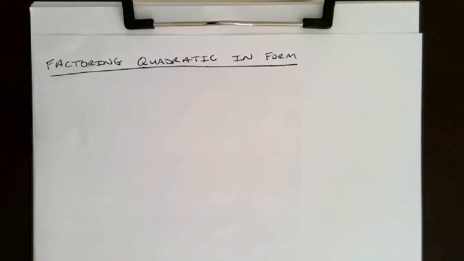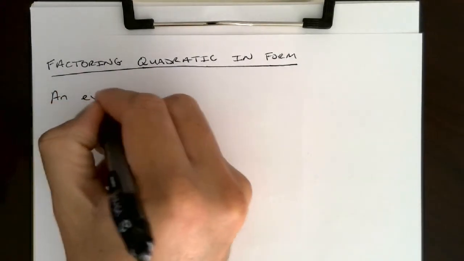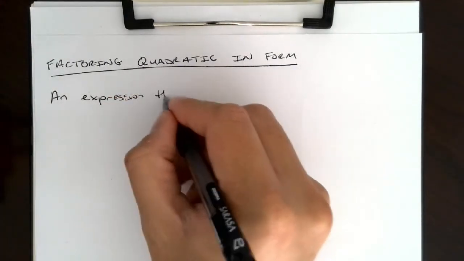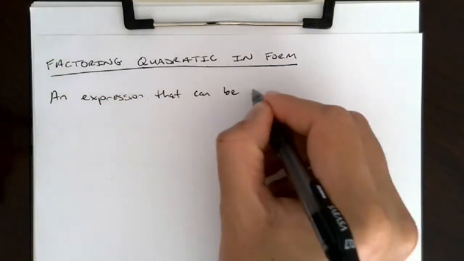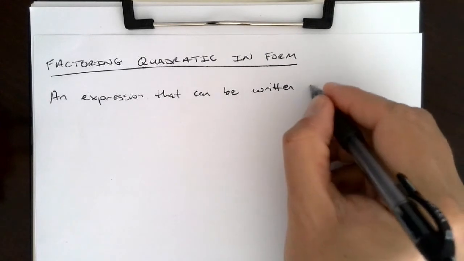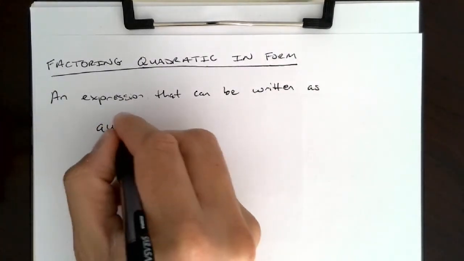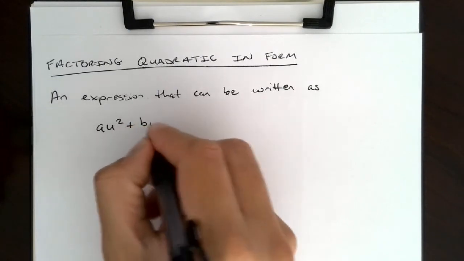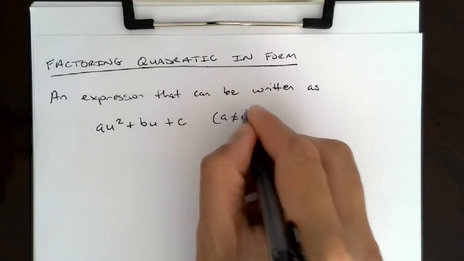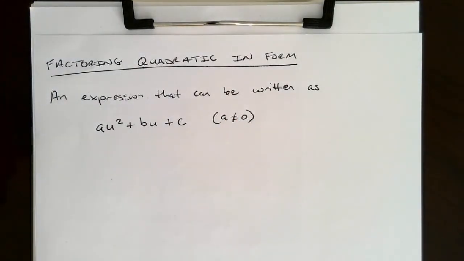This video is going to be on factoring expressions that are quadratic in form. So before we start factoring them, let's just talk about what they would look like. So an expression that can be written as, I'll write it as a times u squared plus b times u plus c, where a, b, and c are real numbers and a doesn't equal 0. A can't equal 0 because if it did, then it wouldn't have that highest power of 2.